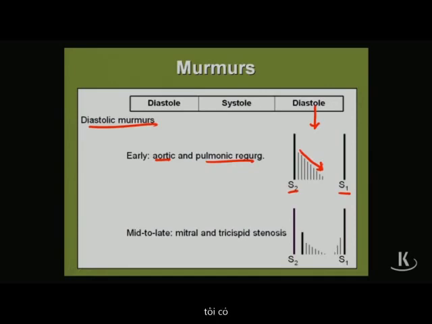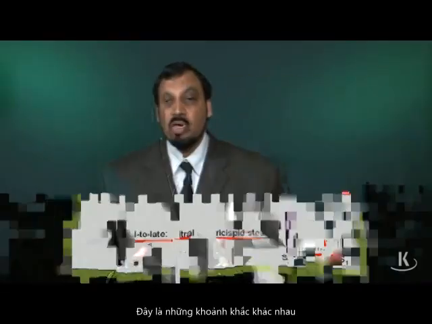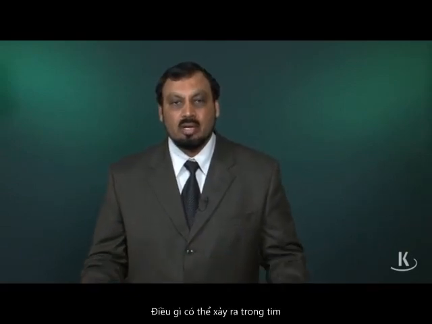If I have mitral or tricuspid stenosis, this can also give me a diastolic murmur. This will more be a mid to late murmur. As you can see, we have a mid to late murmur. In mitral stenosis, we are going to have a gradual decrease in the intensity of the murmur during the mid or late diastolic interval. Therefore, these are the various murmurs that can occur in the heart.